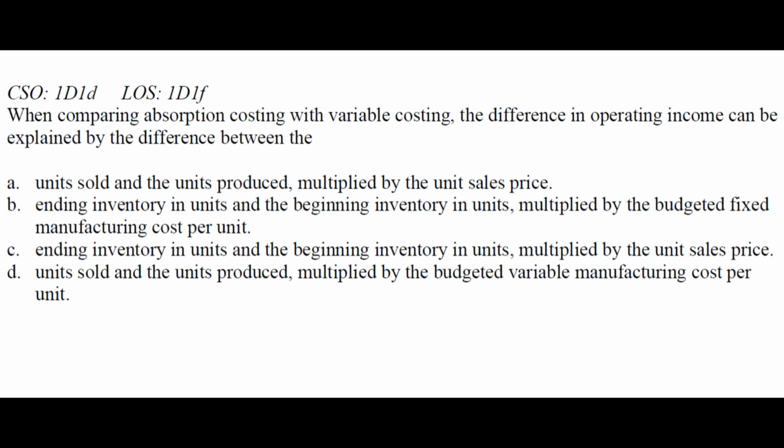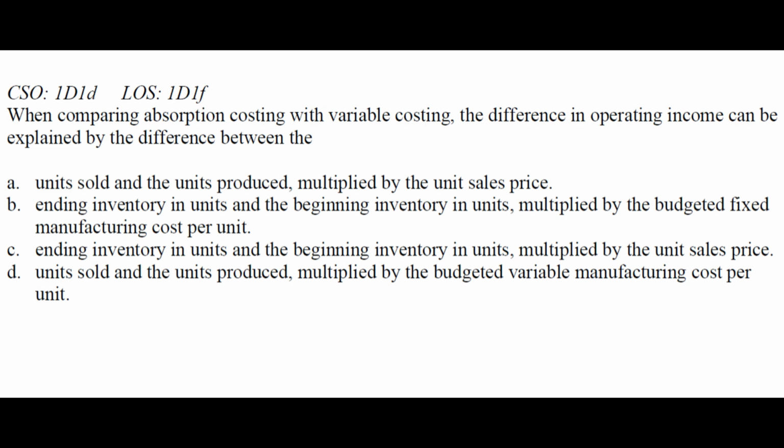A. Units sold and units produced multiplied by the unit sales price. Incorrect. Sales price affects revenue, not the costing difference between absorption and variable costing. B. Ending inventory in units and beginning inventory in units multiplied by the budgeted fixed manufacturing cost per unit. Correct. The income difference equals the change in inventory units multiplied by the fixed manufacturing overhead per unit, reflecting the amount of fixed overhead deferred or released.